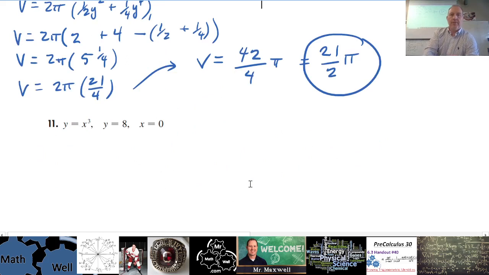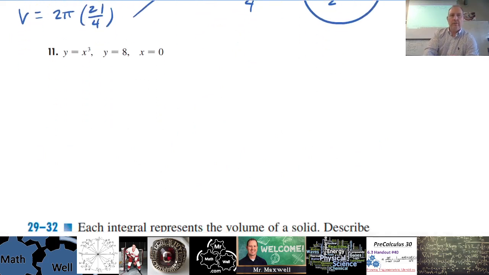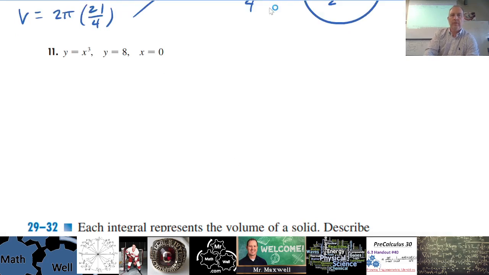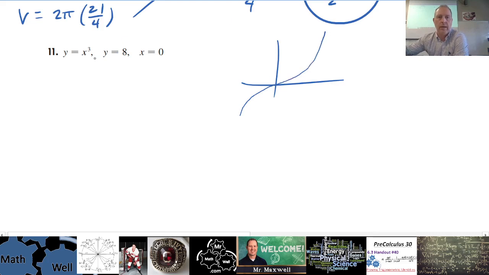Let's try another one. Number 11 here. So we have y equals x cubed. Just going to make some space. And if you want to make a little sketch here, that might be a good idea. You don't have to, but I think it's nice to visualize that. So y equals x cubed from, so this is going to look like this. We've got y equals 8, so that's up here somewhere, and x equals 0.